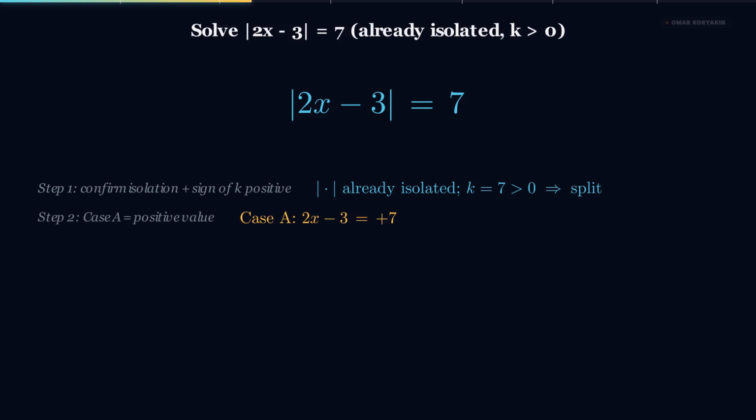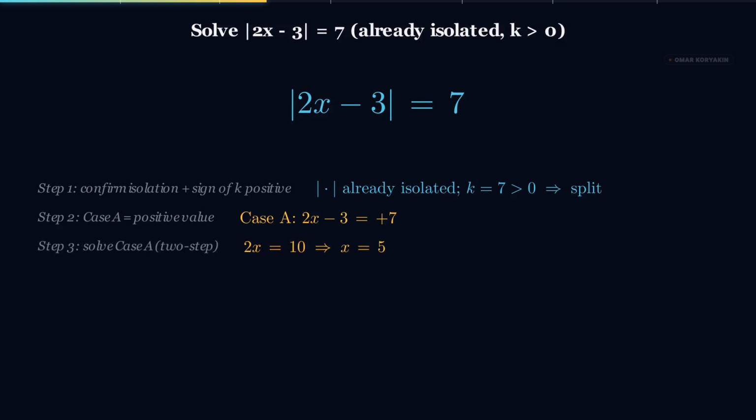Step 2. Perform the case split. Case 1 is the inside of the absolute value equals positive 7: 2x minus 3 equals 7. Case 2 is the inside equals negative 7: 2x minus 3 equals negative 7. Each case is now a standard two-step linear equation ready to solve with the lesson 2 procedure.